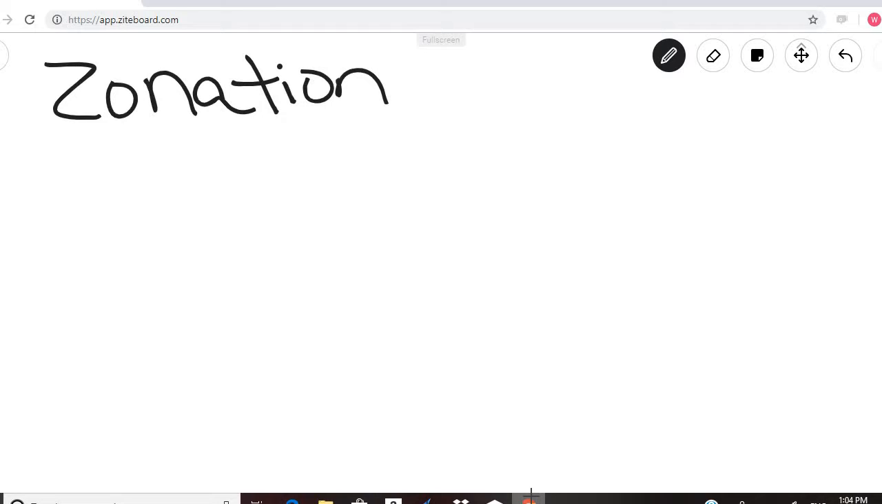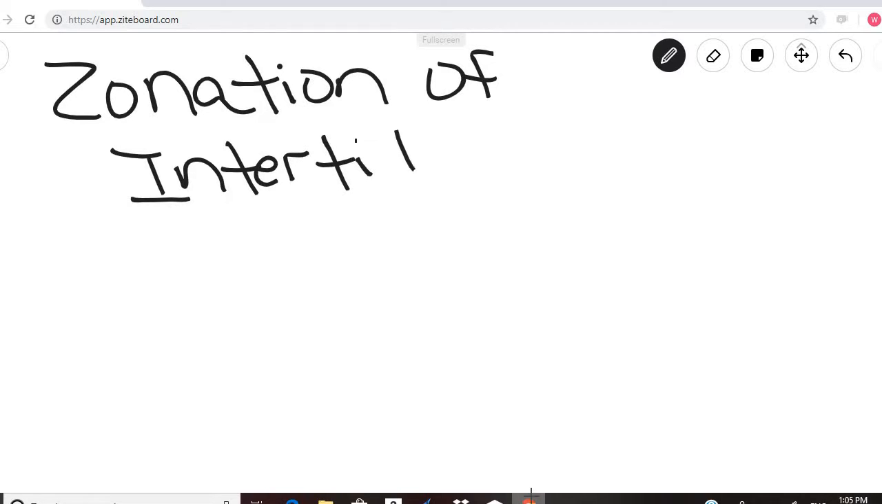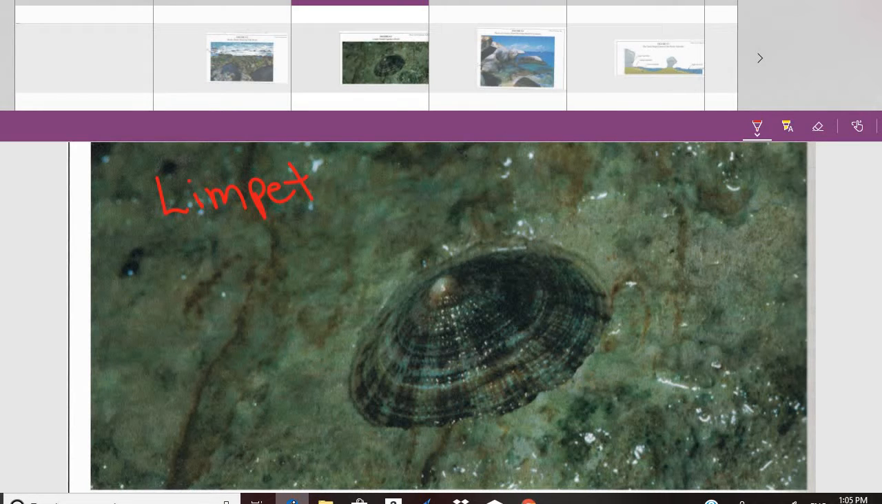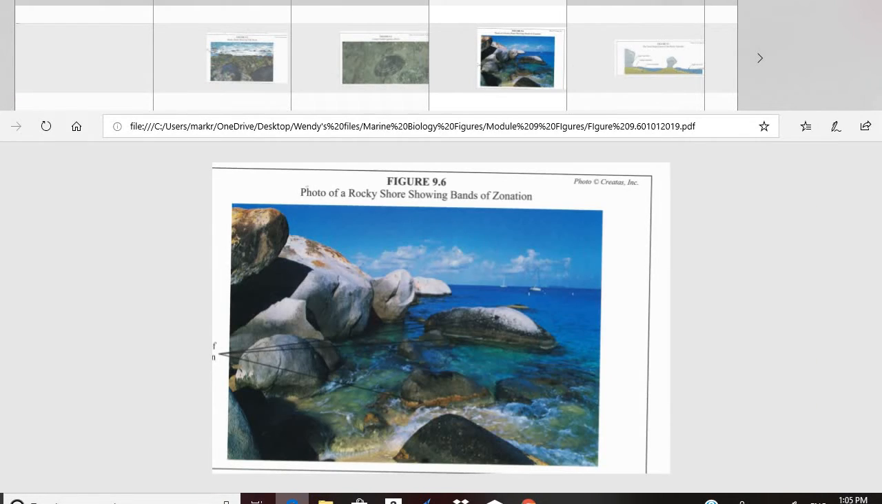Now, one of the really important concepts of the intertidal zone is something that we call zonation. So, zonation of the intertidal zone. We'll first look at a rocky one, but this is also true of the soft surface, if it's an intertidal zone with a soft surface. So let me show you this picture here.